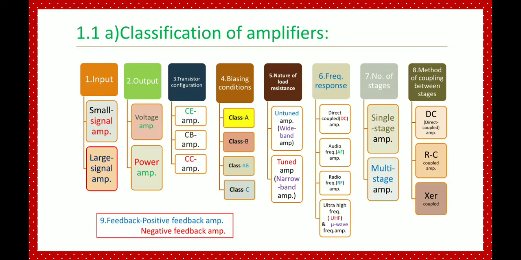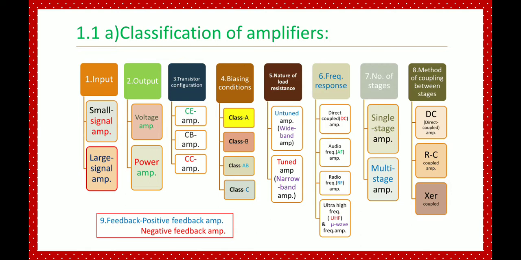Then, based on the biasing conditions, which are what mostly concern the power amplifiers that we'll study here, the operating point, or Q point, gives class A amplifier, class B amplifier, class AB amplifier, and class C amplifier. There are also other switching amplifiers, class D, class E, class F, class G, S, T, like that.